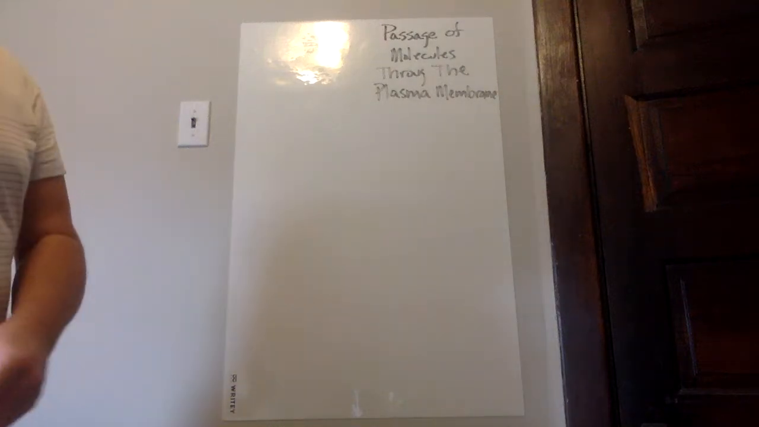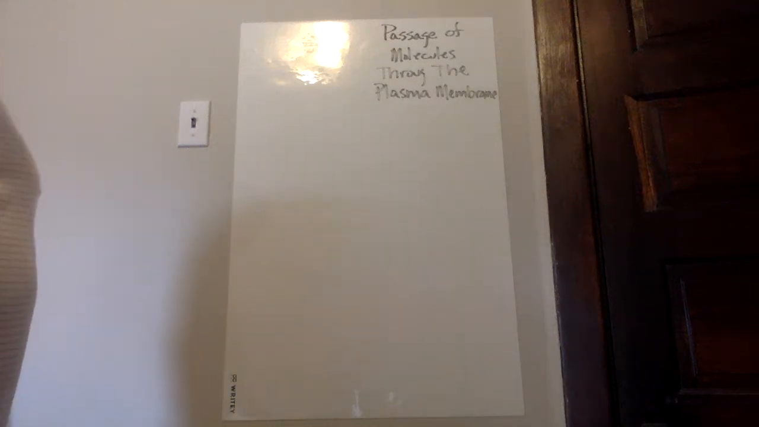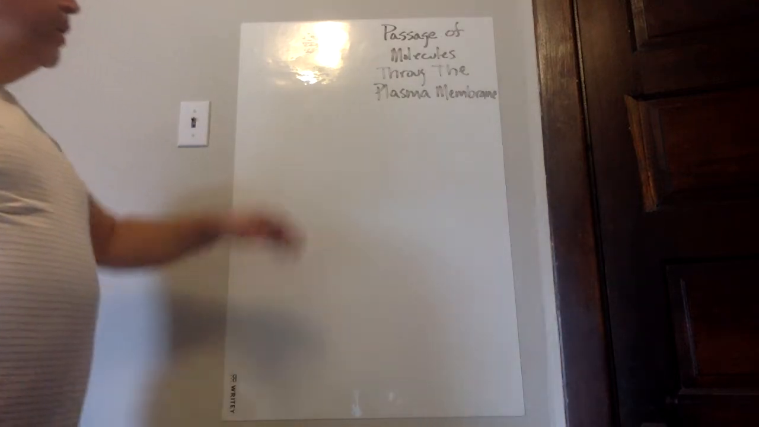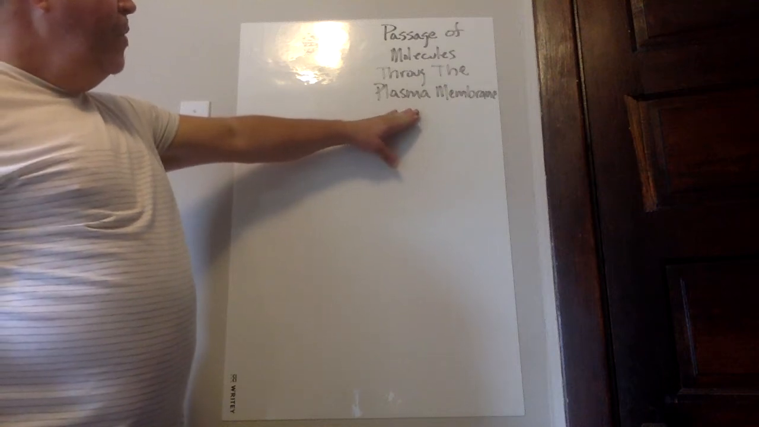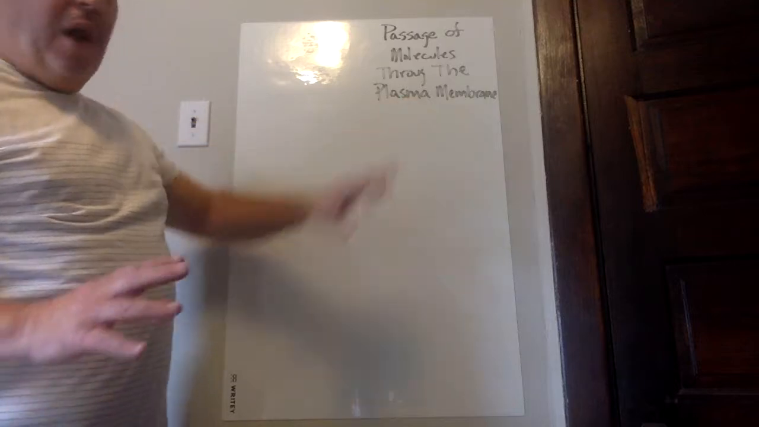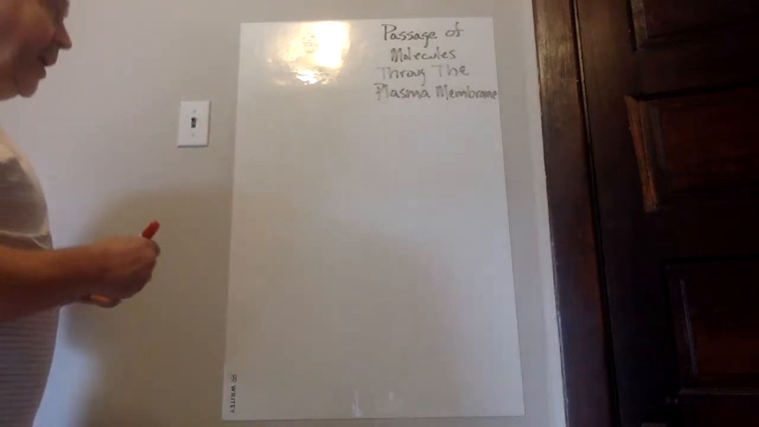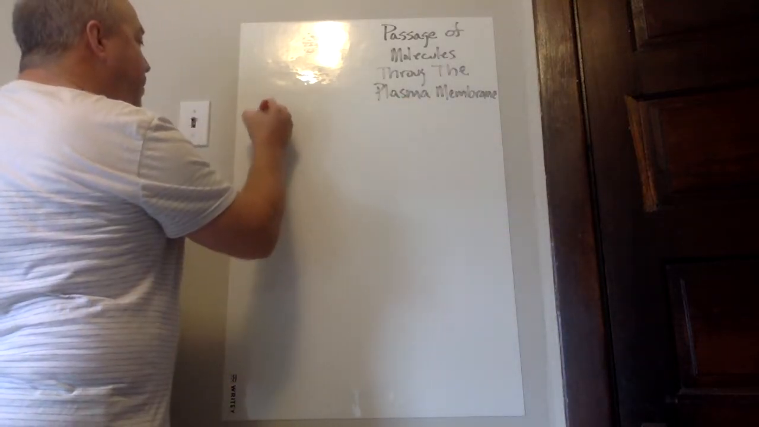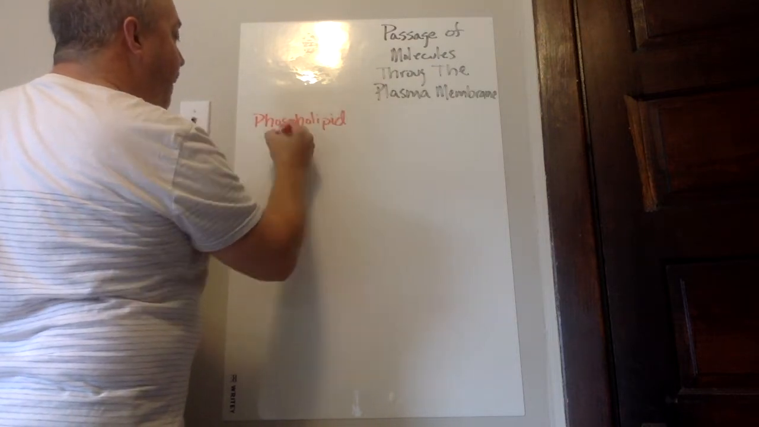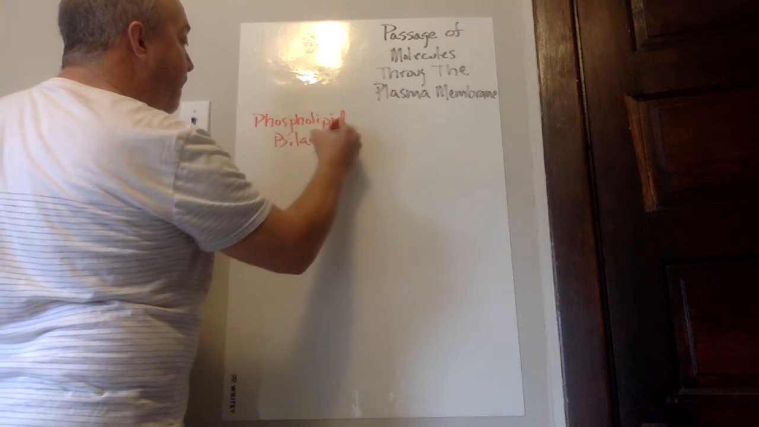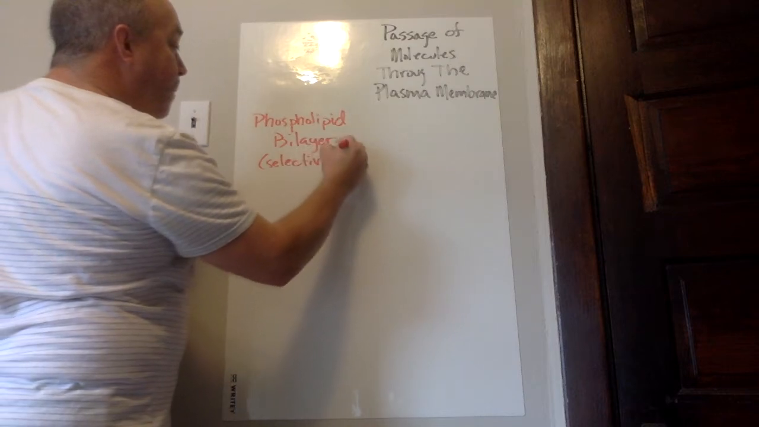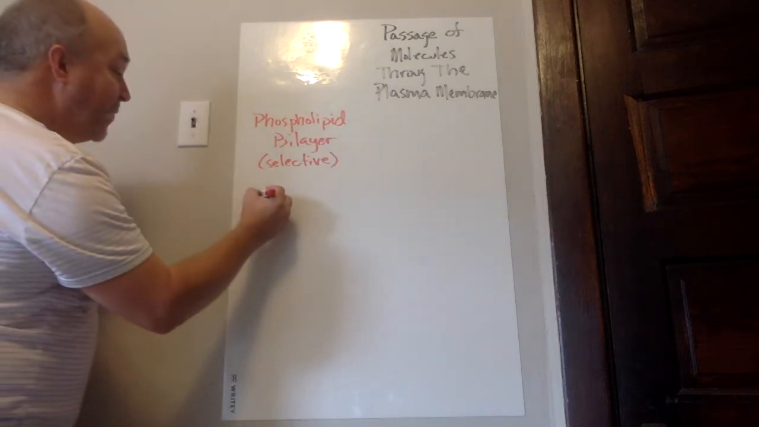All right, this video is sort of a compilation of a few different sections to put a lot of ideas together. We're going to talk about how molecules pass through the plasma membrane. If you remember, the largest component of the plasma membrane are the phospholipids. So we have a phospholipid bilayer, and this is a selective membrane, which means not everything is going to pass through it.